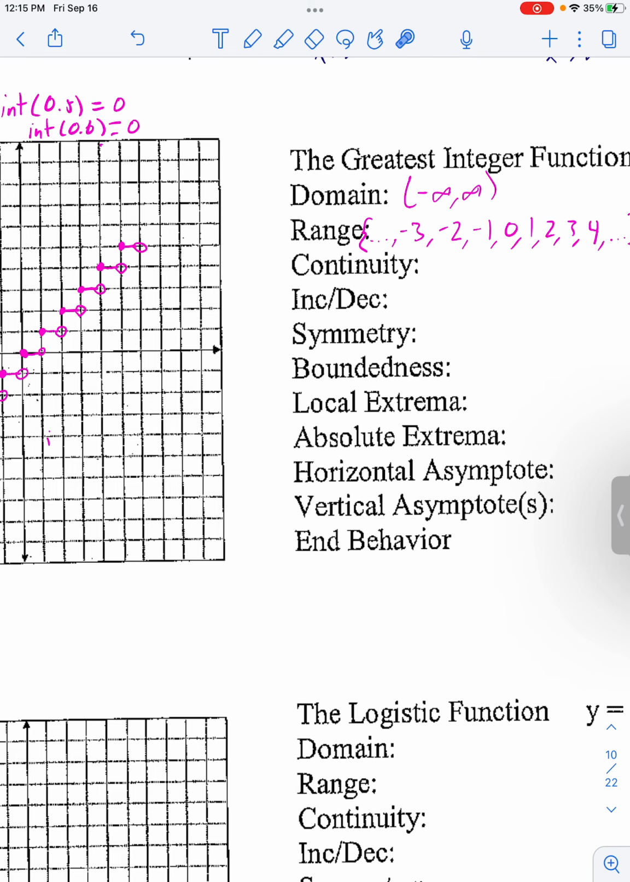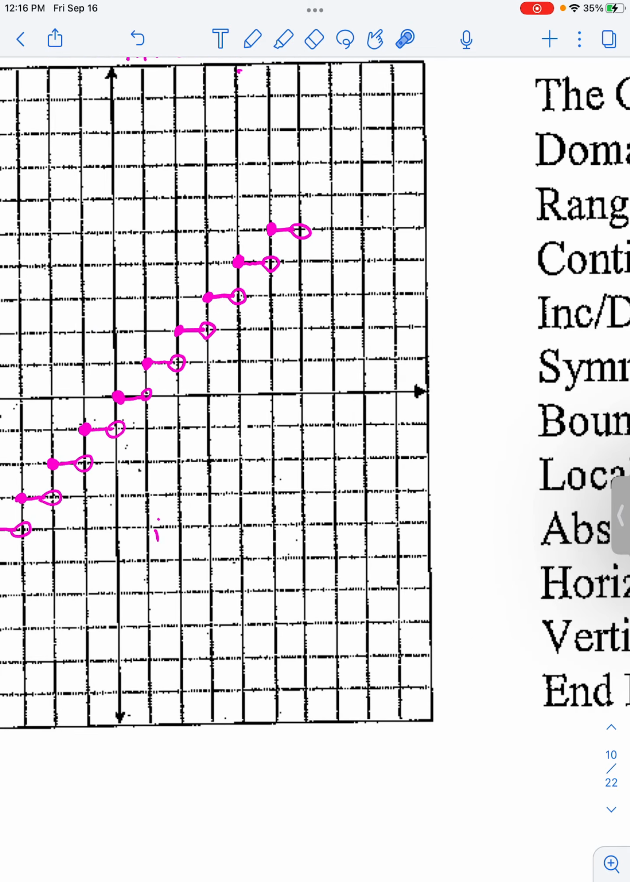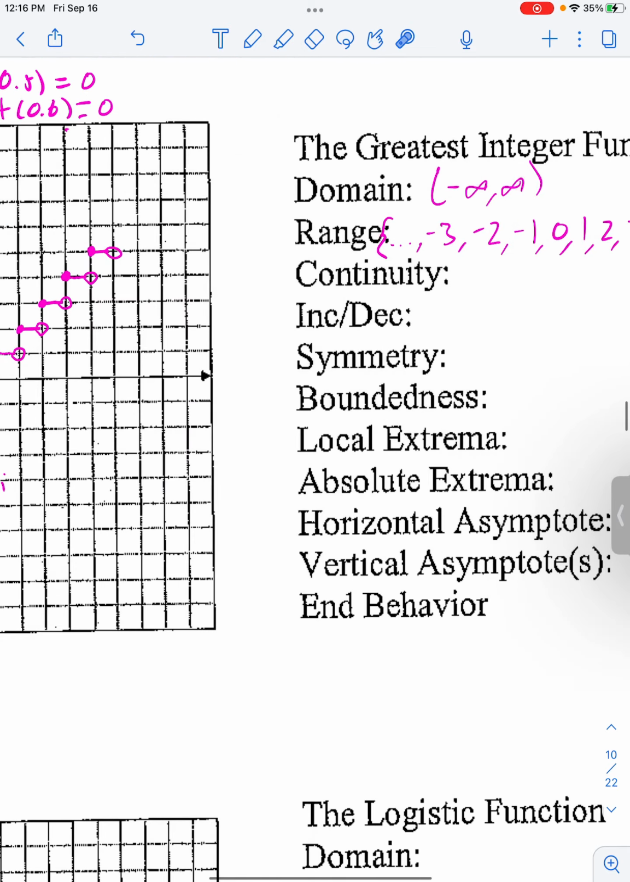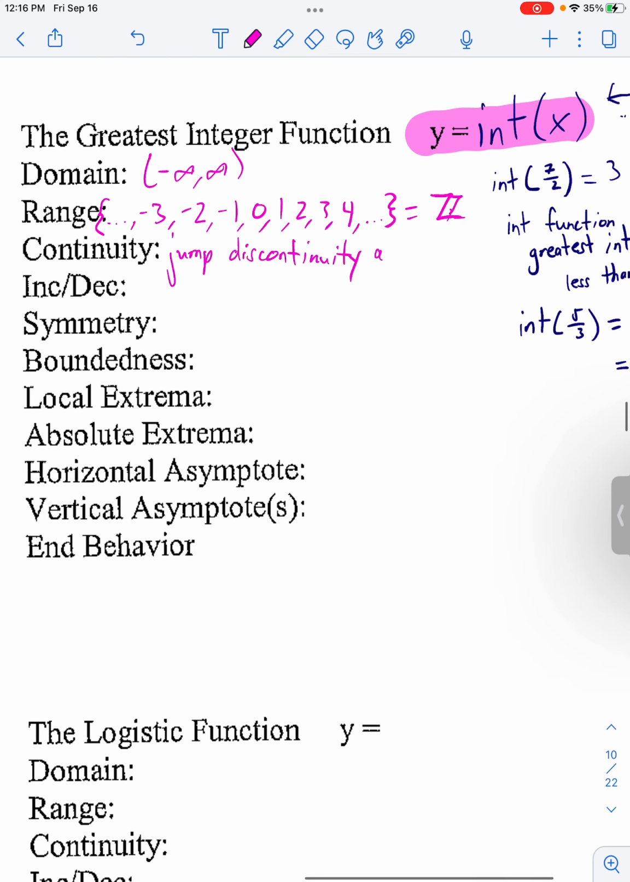Right, it's not continuous, right? It has what's called a jump discontinuity at every integer. It has a jump discontinuity if x equals an integer, so jump discontinuity at every integer.